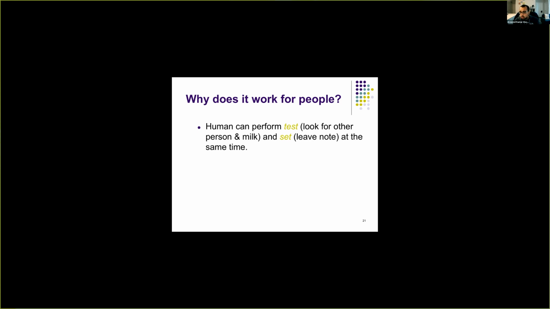But this is not possible in processes because of scheduling, where we have granularity of instructions. So the scheduling can happen in between the test and set. But that's not the case with humans, because test and set happens at the same time when we replace processes with humans.